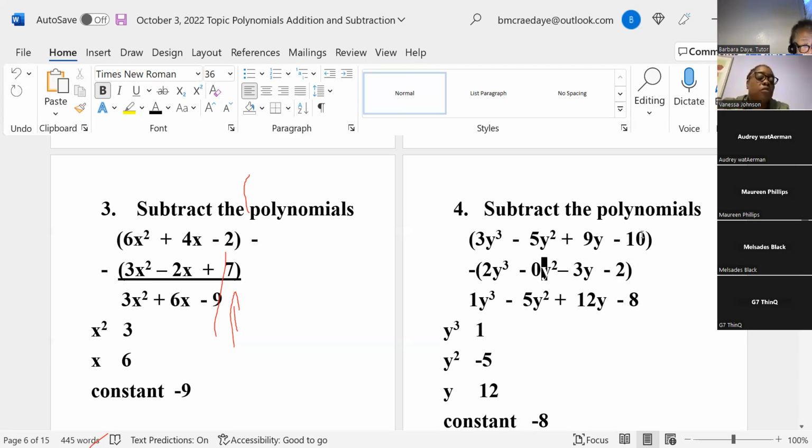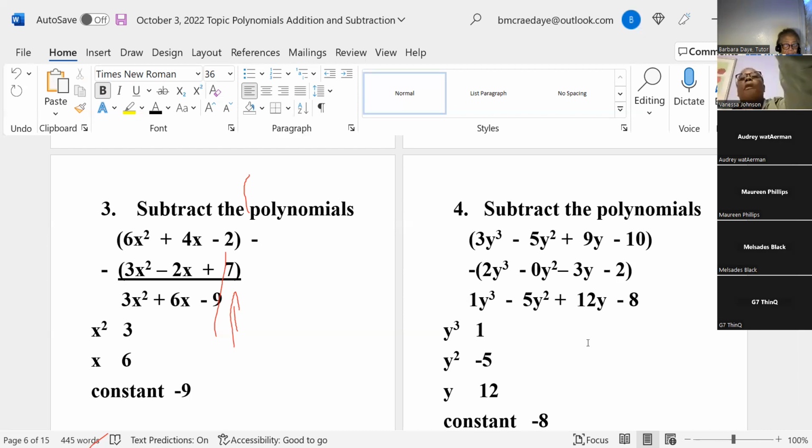So if you have a number and you don't have a variable with it, it's a constant. Any number that does not have a variable with it is a constant. Whereas the numbers in front of the variables are your coefficients. And what you're applying your math to is the coefficients. You're adding or subtracting the coefficients. And when you get to multiplication, you'll find we multiply the coefficients. All right. Got it.